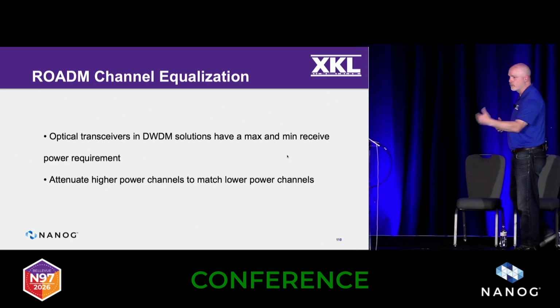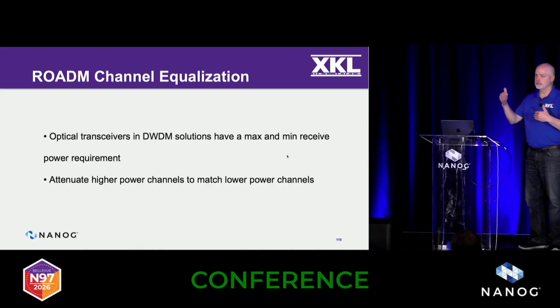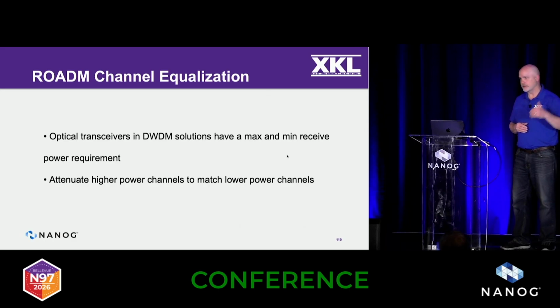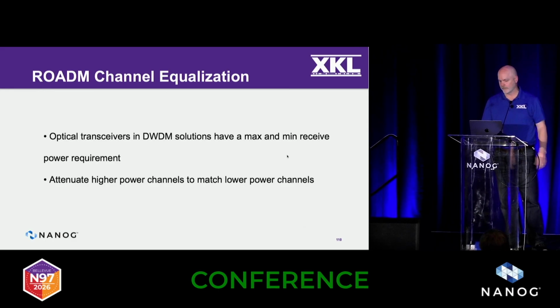Well, your receiver, when it gets to the end of the line, it's got a min and a max. You can't be too hot or it's not going to be able to recover the signal. And if it's too low, you're not going to be able to recover the signal. So you've got to be inside that sweet spot. So that's the idea behind equalization. You want to attenuate the high power channels to match the lower power ones, or you can do whatever you want, but you can adjust it yourself.